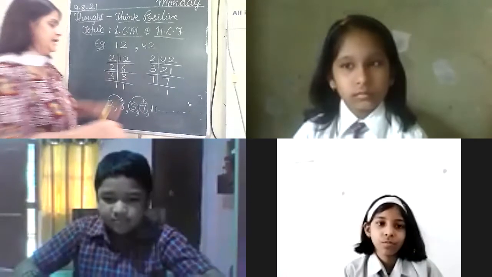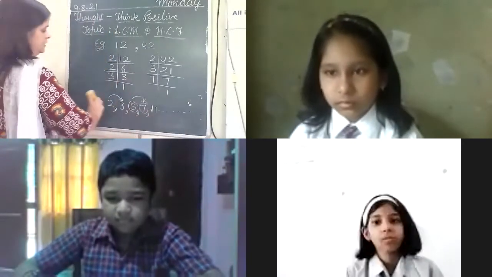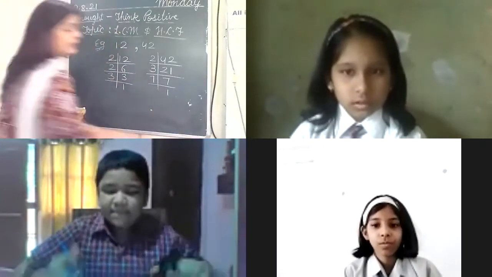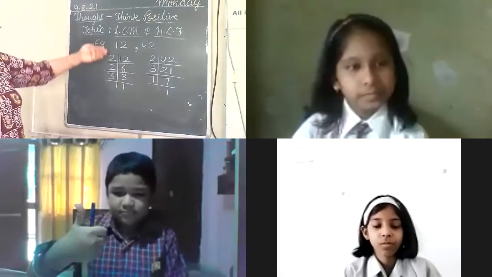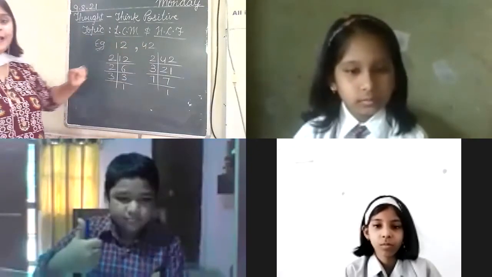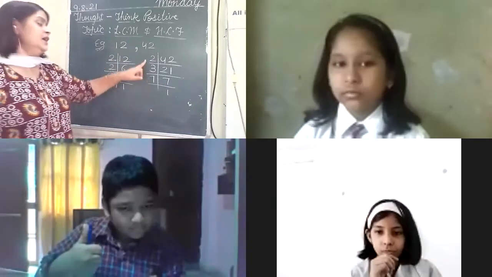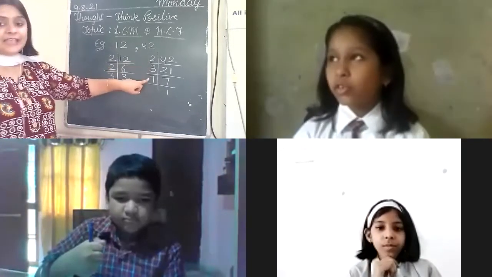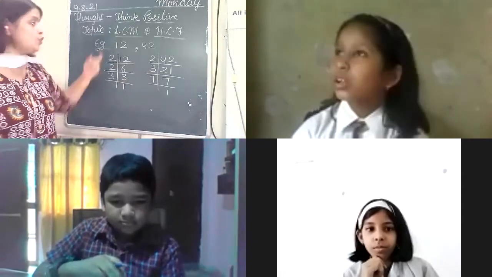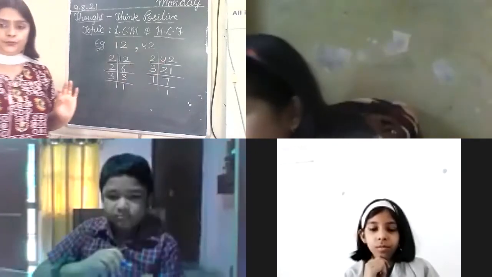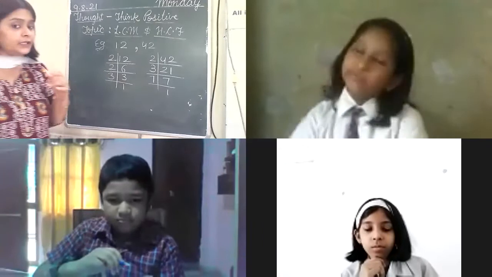I hope it is clear till here. Yes or no? Yes, ma'am, clear. So beta, these are the prime factors. Means 2 multiply 3, and 2 multiply 3 multiply 7. These are the prime factors of 12 and 42. Is it clear?